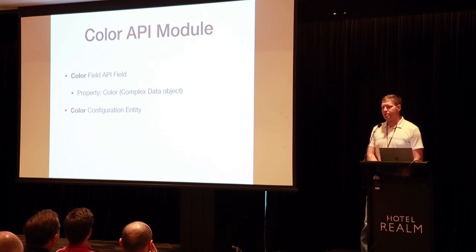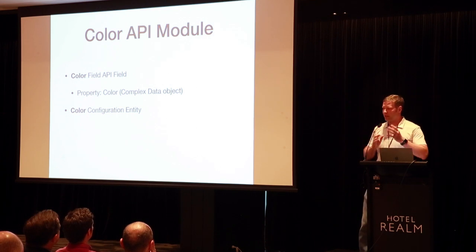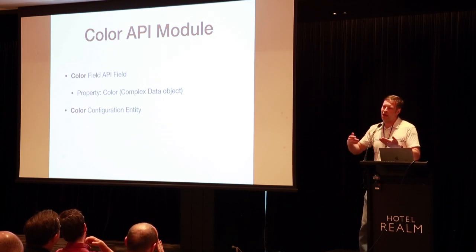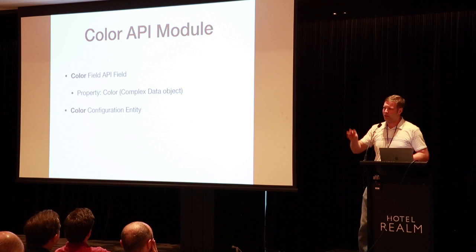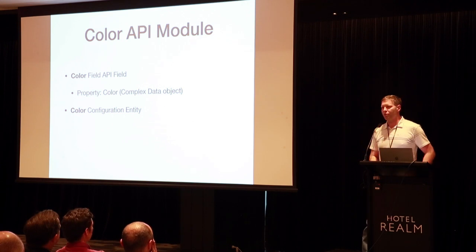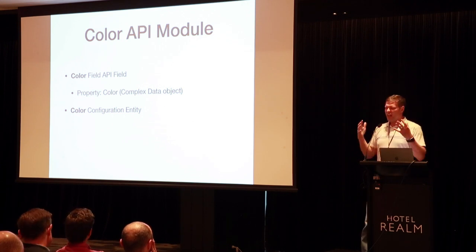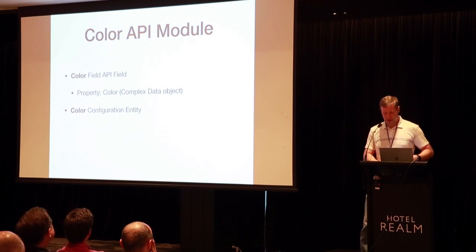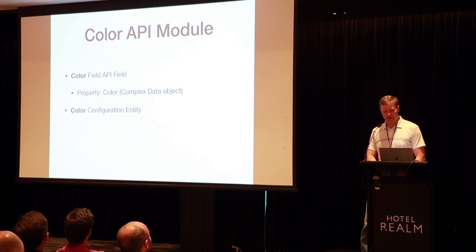Now, some sites will need colors as configuration for whatever reason. They want something a little more powerful. And so this is actually a new entity type. You create them through the UI, but these are exportable to content so that the colors can be shared between different sites. So if you need colors as part of a core type of entity on your system, this color configuration entity provides that.